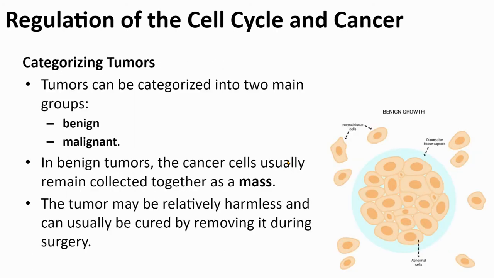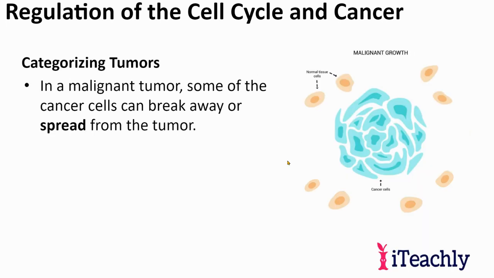Okay, so categorizing tumors. Tumors can be categorized into two main groups, benign and malignant. In benign tumors, the cancer cells usually remain collected together as a mass. The tumor may be relatively harmless and can usually be cured by removing it during surgery. In a malignant tumor, some of the cancer cells break away or spread from the tumor, and they can spread to other parts of the body.